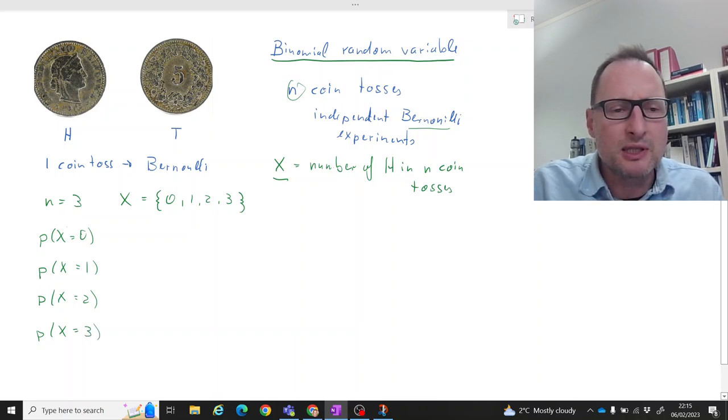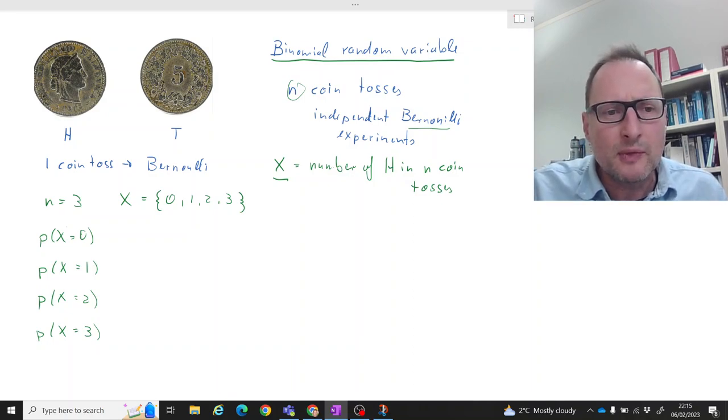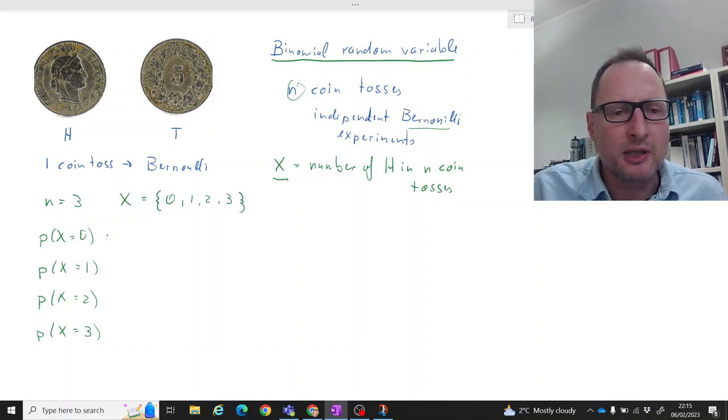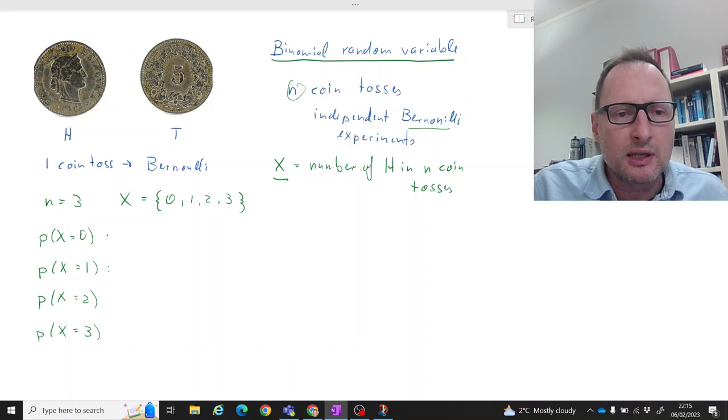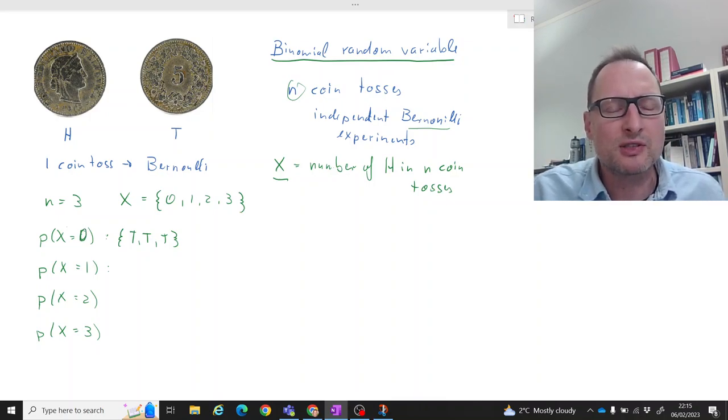These are all little p's, so they are probabilities for this particular outcome. So what possible sequences of coin toss results can we have? I have to make sure that we get all of them. So let's say our sequence of coin toss results is tail, tail, tail. In our 3 coin tosses, we get 3 tails. That will deliver 0 heads, so an outcome of X equals 0.